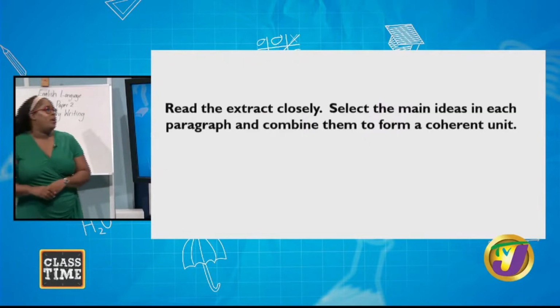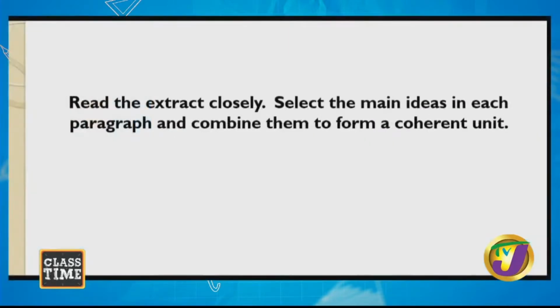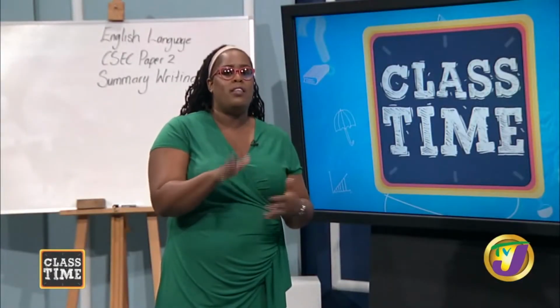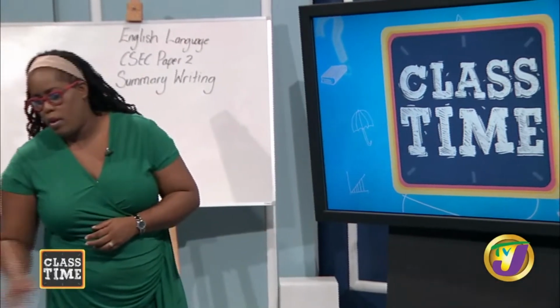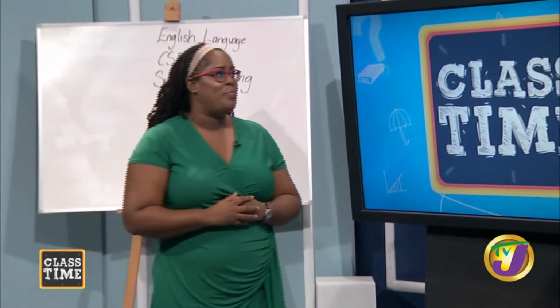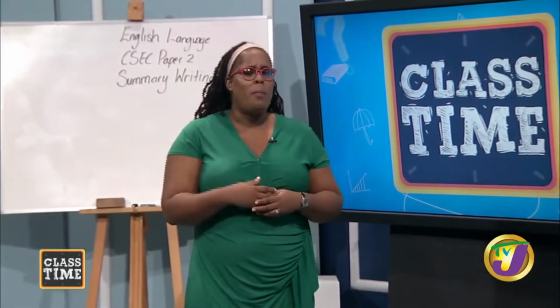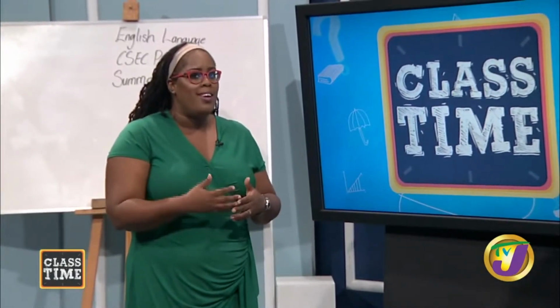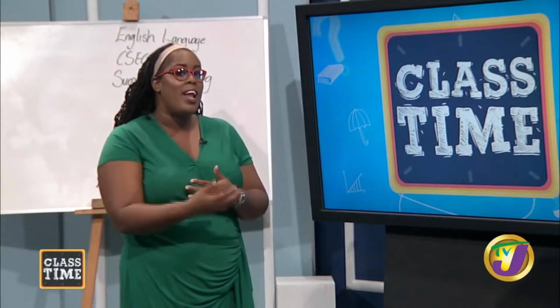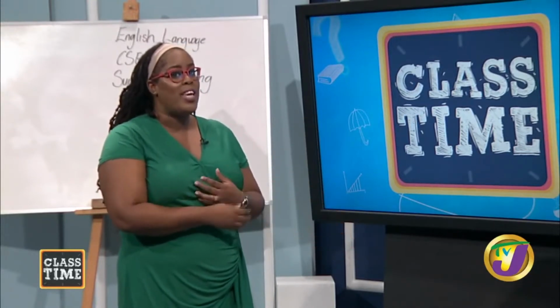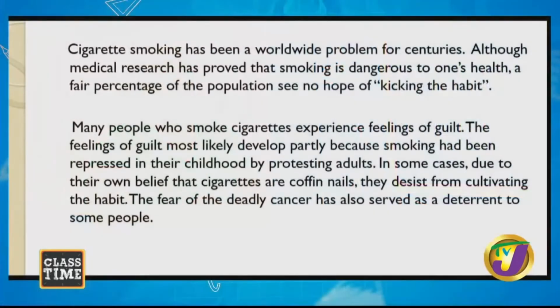All right. Read the extract closely, select the main ideas in each paragraph, and combine them to form a coherent unit. So we're going to be doing one on our own, just to test if you have learned what we looked at before. Now remember, read your instructions carefully. If you picked it up, the topic is cigarette smoking. The first extract was looking at cigarette smoking and this one is looking at it as well. Now, cigarette smoking has been a worldwide problem for centuries.